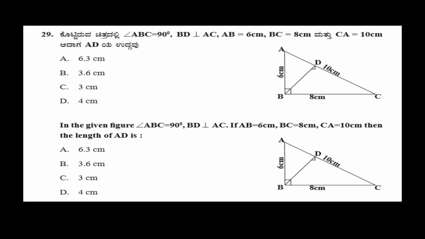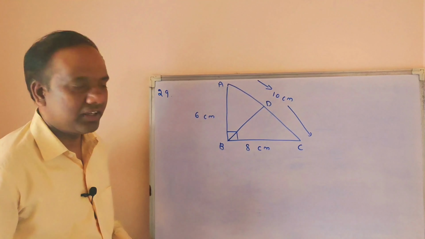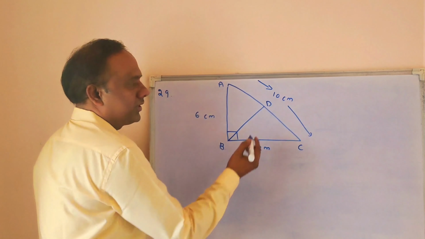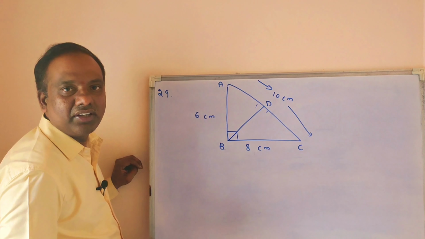Okay, now question number 29. In the given figure, angle ABC is equal to 90 degrees. BD is perpendicular to AC. If AB is equal to 6 centimeters, BC is equal to 8 centimeters, CA is equal to 10 centimeters, then the length of AD is option A 6.3, option B 3.6, option C 3 centimeters, and option D 4 centimeters. Angle ABC is equal to 90 degrees, that means this angle is 90 degrees. And BD is perpendicular to AC, that means here also it makes 90 degrees.